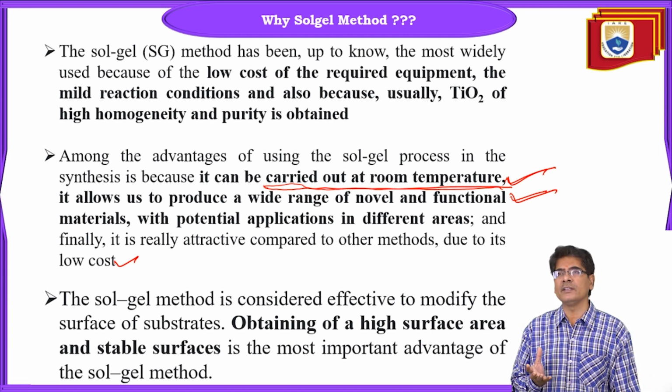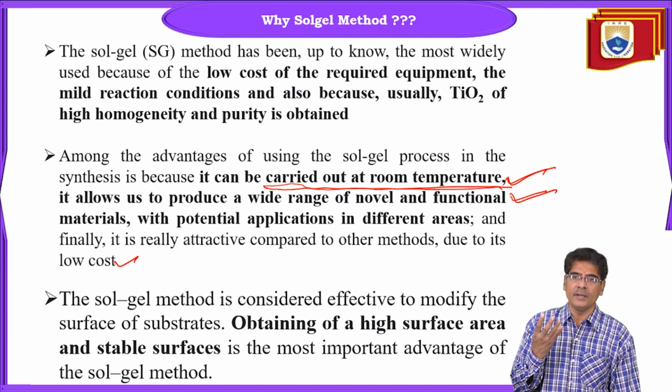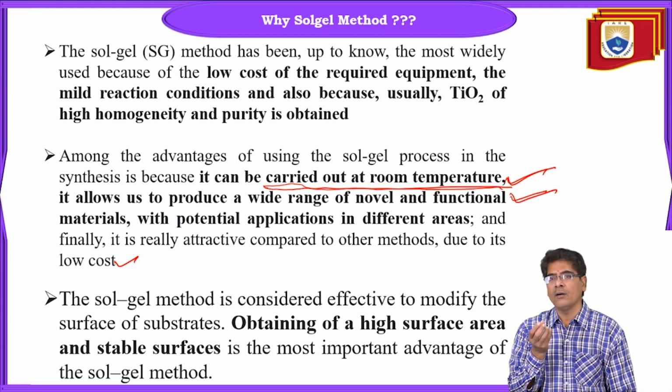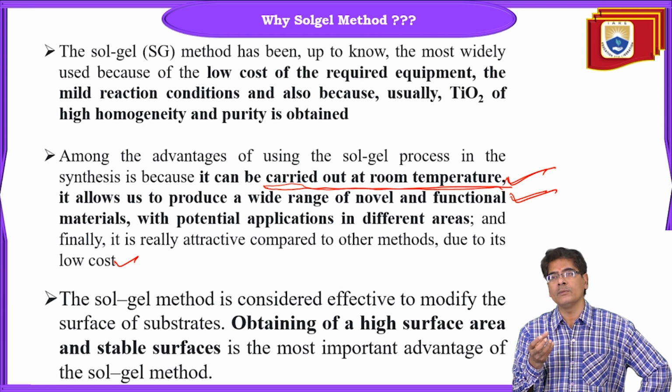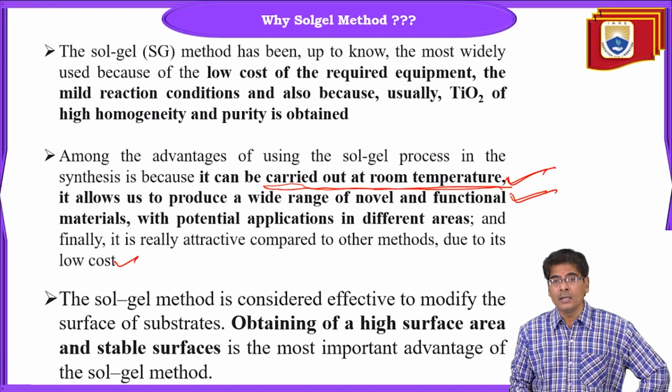So why we need to go for the Sol-Gel method is that it is a low cost equipment which can be carried out at room temperature, and also we can fabricate different novel and functional materials with potential applications in different areas, right? And finally it is really attractive compared to other methods due to its low cost. The Sol-Gel method is considered effective to modify the surface of substrates. Obtaining a high surface area and stable surface is the most important advantage of the Sol-Gel method.